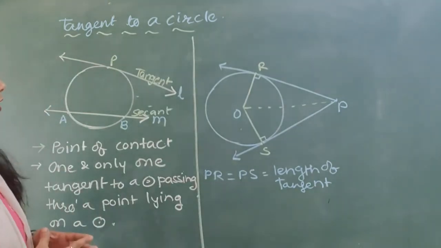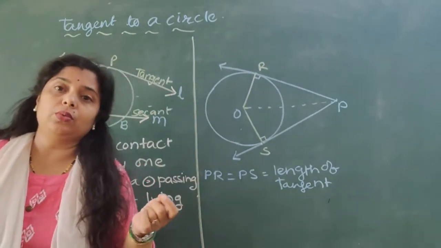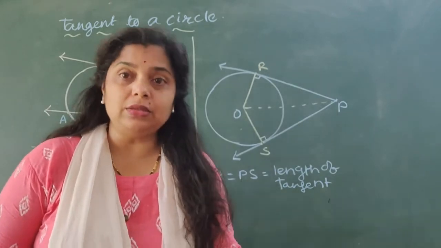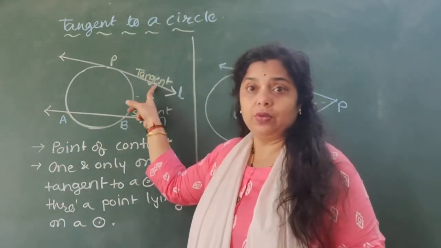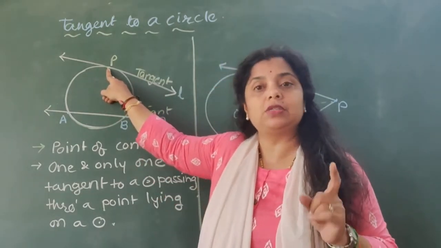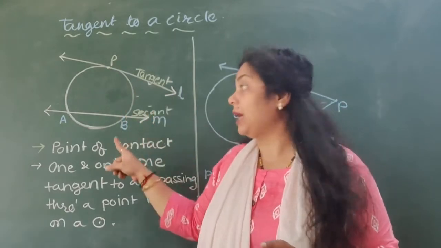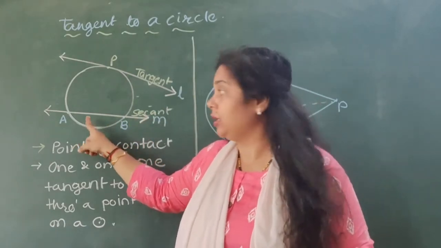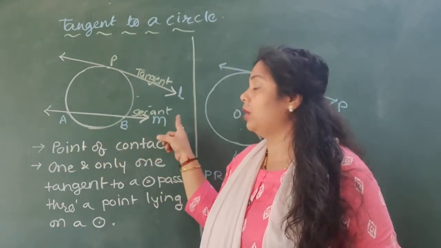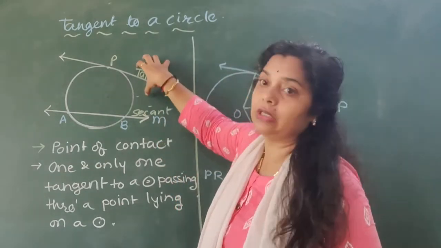So let's see. First of all, in earlier classes you went through the words tangent and secant. What is a tangent? A line which is passing through a circle from one and only one point is called a tangent. So here line L we call a tangent, and the line which passes through the circle in two different, distinct points is called a secant. So there is a difference between a tangent and a secant. We have to focus on tangent.